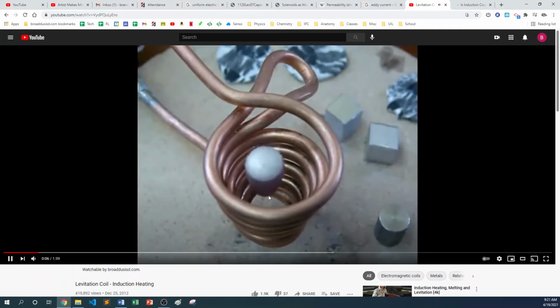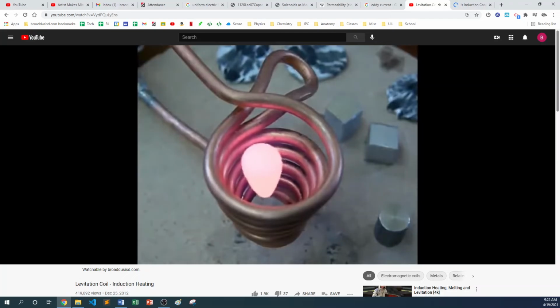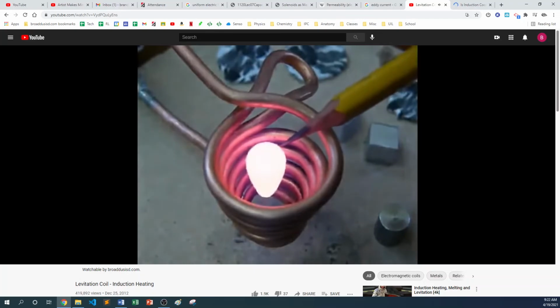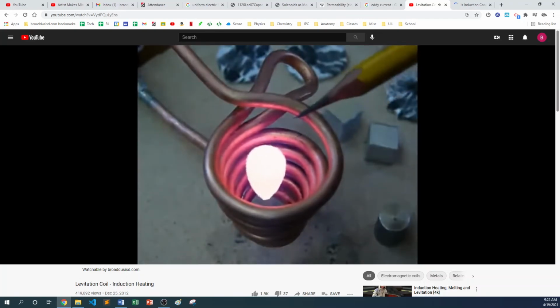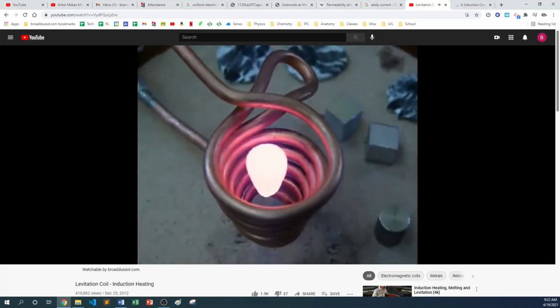And it's strongest in the center, it's levitating. I think this is lead. A few seconds of running, and it starts glowing. So you saw the other one was much faster. So you can generate crazy amounts of heat. And what's happening is those electrons inside of it are trying to spin around in a circle to oppose it.